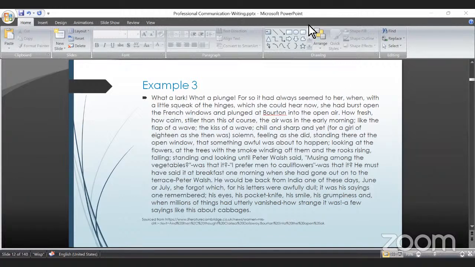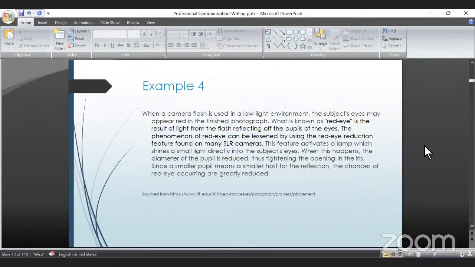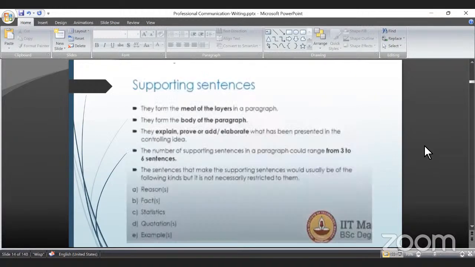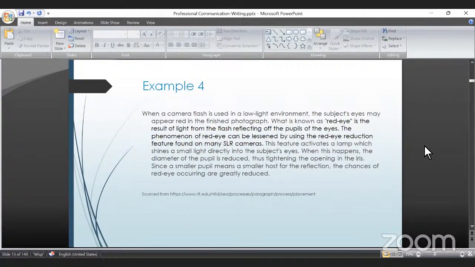I hope others have also been able to see it. Is that okay? Yes, ma'am. Now, this is the last example that we'll be looking at. Please look at this one. Keep in mind the questions you used to identify the topic sentence. Tell me which one you think is the topic sentence here.